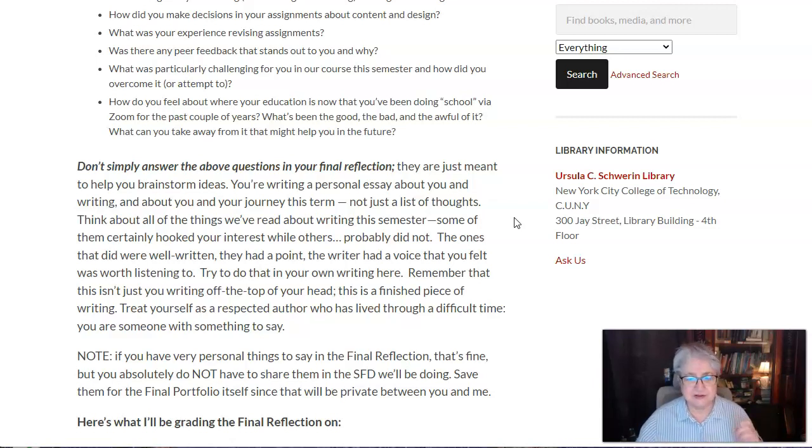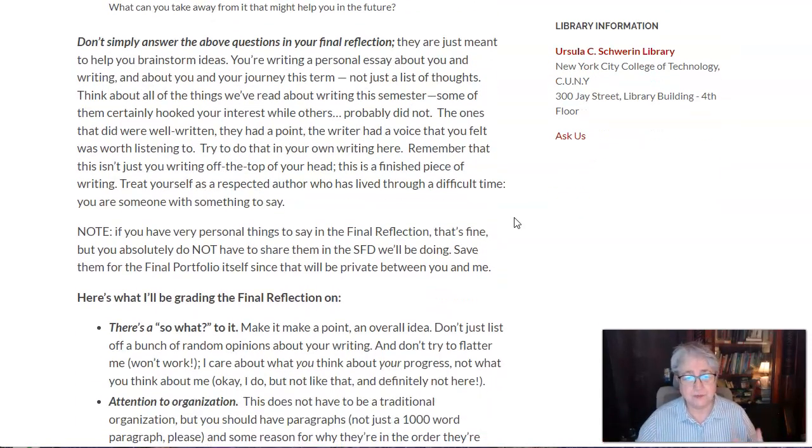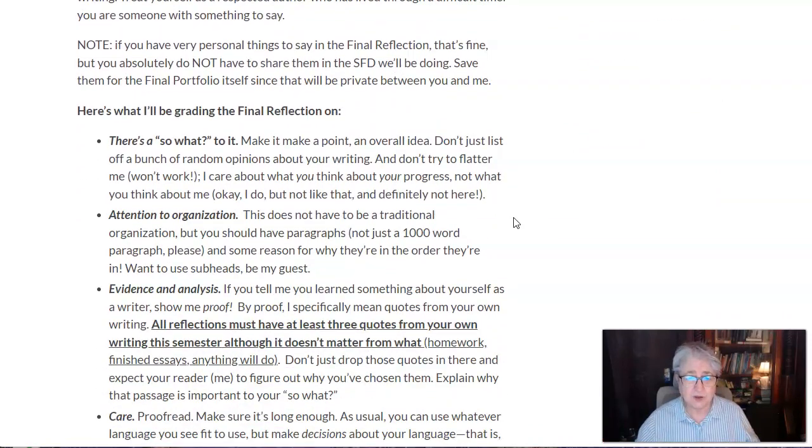That's one of the things. You know how I feel about long paragraphs, and I especially don't like them in reflections. Because I'm reading so many so fast, my brain kind of goes into short circuit. So not all one paragraph. These are things to think about. If you have personal things to say, that's fine, but you don't have to share them.